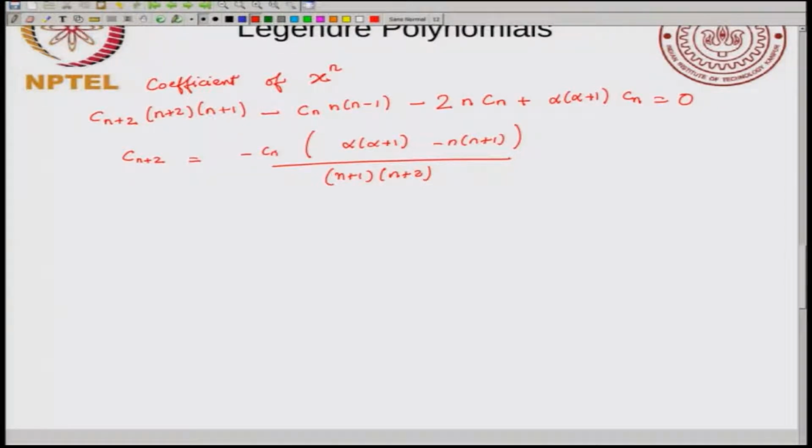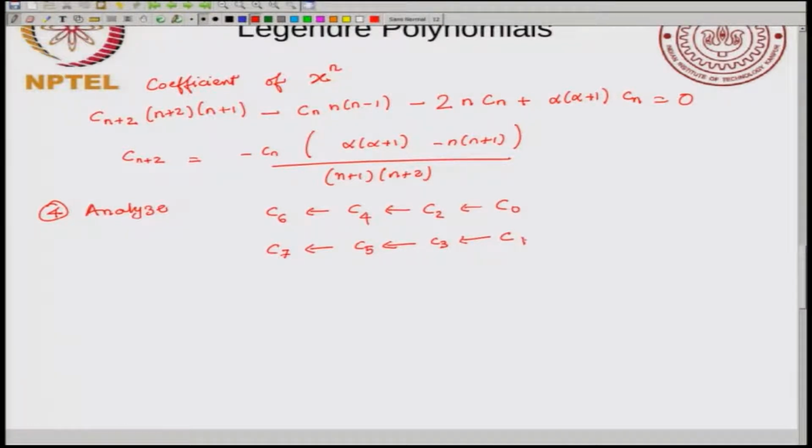Okay. So, now the fourth step is to analyze. What do we mean by analyze? What we notice is that from C0 you can calculate C2. C2 you can express in terms of C0, and C4 can be expressed in terms of C2. So, you can write C4 in terms of C2 using this general relation, and you can write C6 in terms of C4, C4 in terms of C2, C2 in terms of C0. Similarly you can go the other side. You can write C7 from C5, C5 from C3, and C3 from C1.